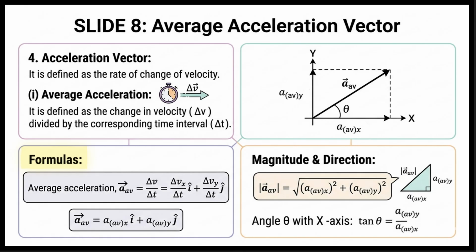The component form is average acceleration equals the x component of average acceleration times i hat, plus the y component of average acceleration times j hat. The vector diagram shows these components and the resultant in the coordinate plane. Magnitude is the square root of the x component of average acceleration squared plus the y component of average acceleration squared. And the right triangle diagram confirms this. The direction angle theta with the x-axis satisfies the tangent of theta equals the y component of average acceleration over the x component of average acceleration.